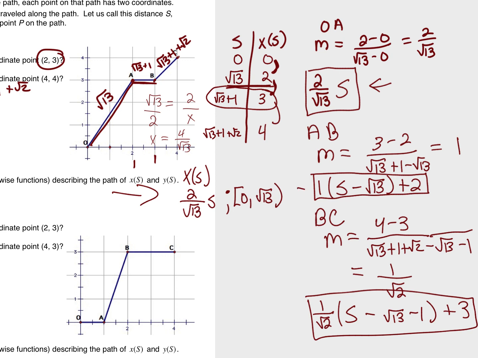Now I'm going to go to my second piece. I don't need the 1 and I don't need the parentheses. So it's going to be s minus the square root of 13 plus 2. And that's the A to B piece. That piece goes from the square root of 13 included to the square root.